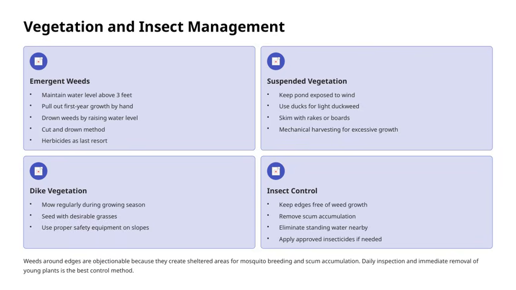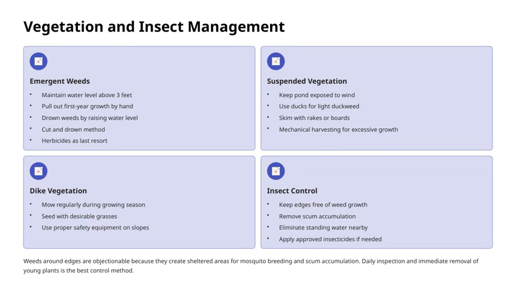Let's talk about vegetation and insect management in our pond. Starting with emergent weeds, it's important to keep the water level above 3 feet to discourage their growth. During the first year, pulling out new weeds by hand is effective and prevents them from establishing deep roots. If weeds become more established, raising the water level can drown them. This is known as the drown and cut method.